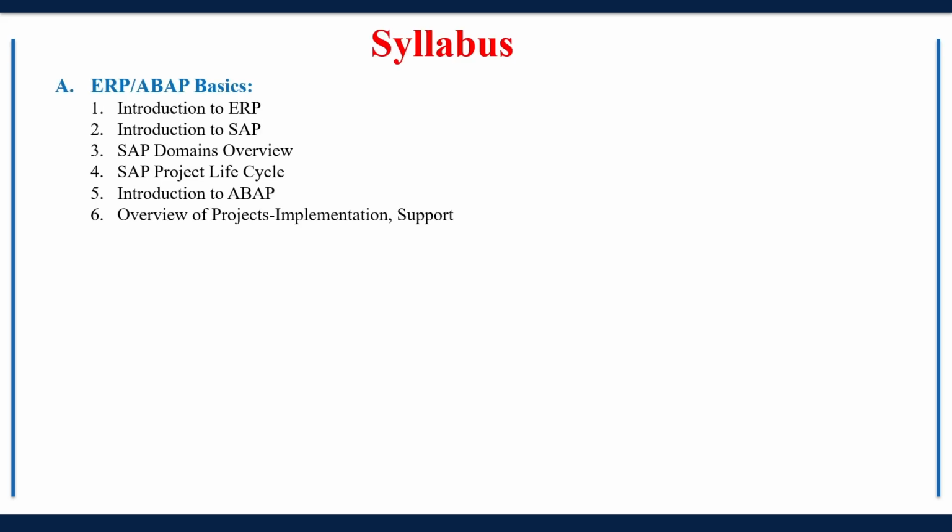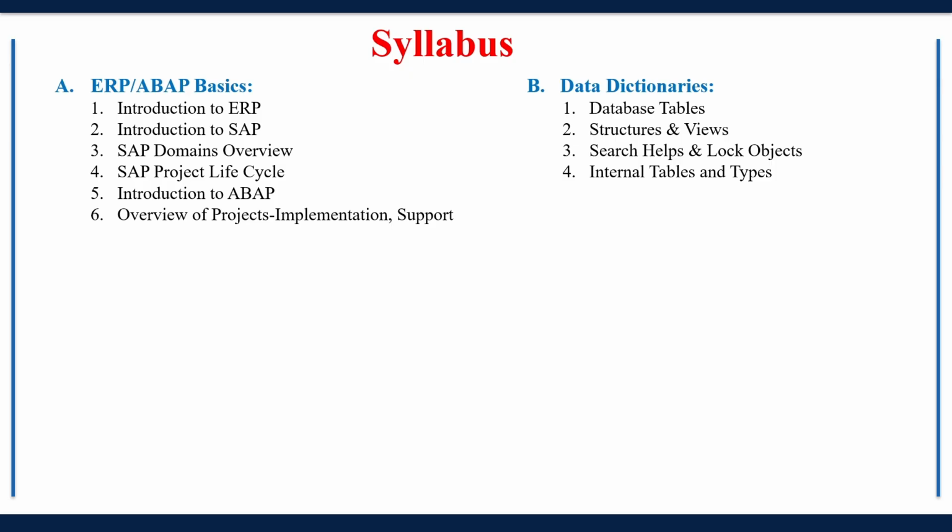Firstly, we will go with the syllabus. Here we will discuss the ERP and ABAP basics: introduction to ERP, introduction to SAP, SAP domains, SAP project lifecycle, and introduction to ABAP. Then we will go with data dictionaries. In data dictionaries: database tables, structures, views, search helps, lock objects, internal tables, and types of internal tables.